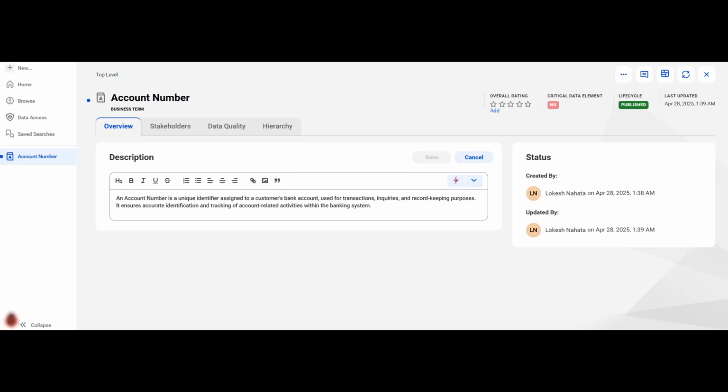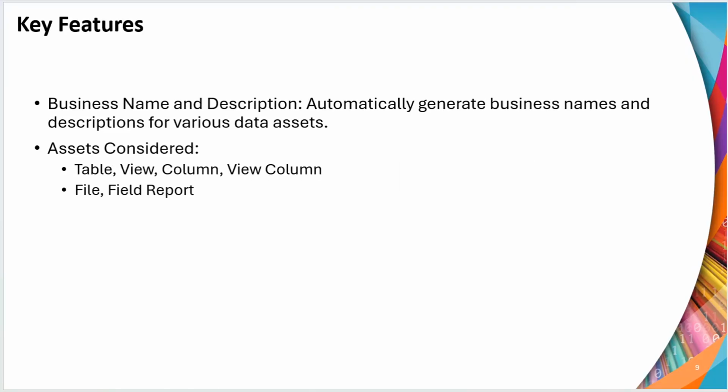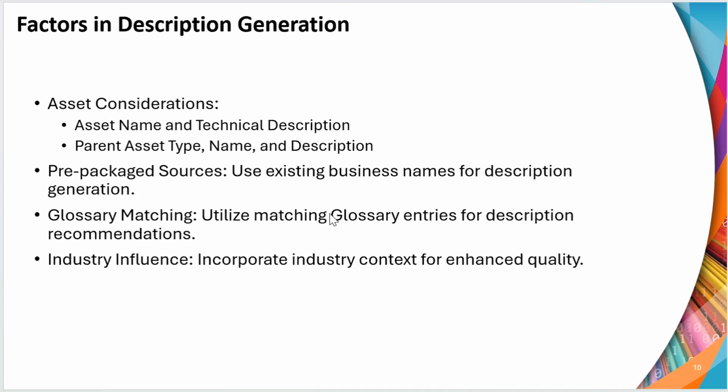Now let's go to the technical asset name and description generation. The key feature is that you can automatically generate business names and descriptions for various data sets of the technical asset type. The assets considered here for description generation are table, view, column, file, field, and report. Let's see some factors in description generation.